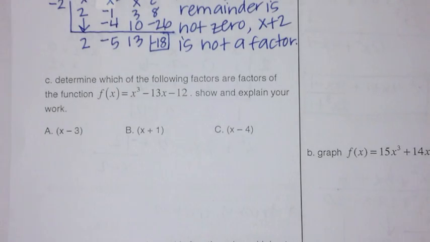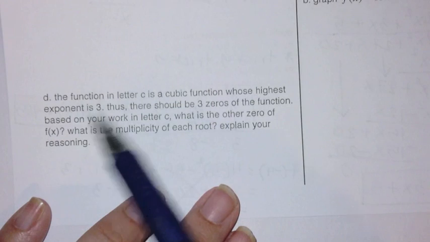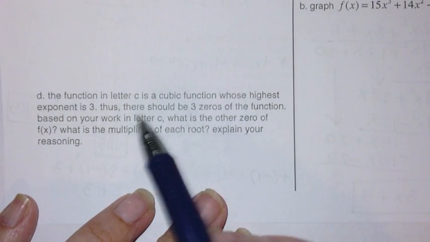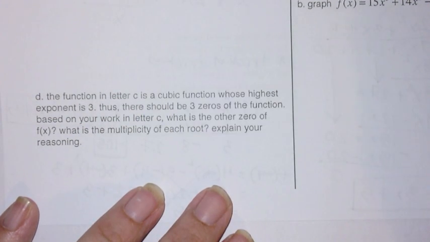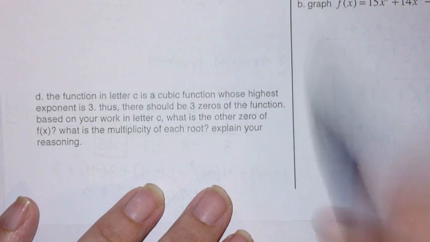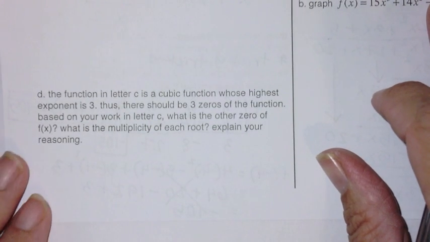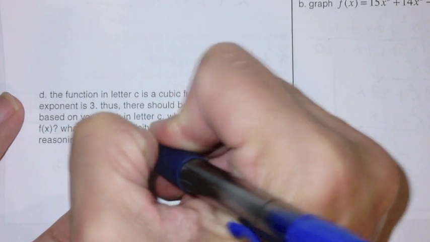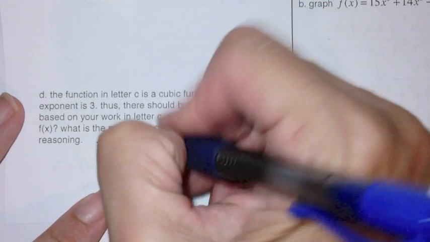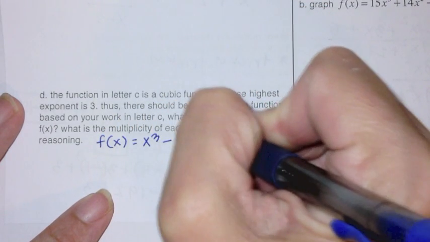Okay, D tells us that the function in letter C is a cubic function whose highest exponent is 3. Thus, there should be 3 zeros of the function. Based on your work in letter C, what is the other zero of f of x, and what is the multiplicity of each root? Explain your reasoning. So here's what we have right now. We have f of x, which is this function up in C, is x cubed minus 13x minus 12.